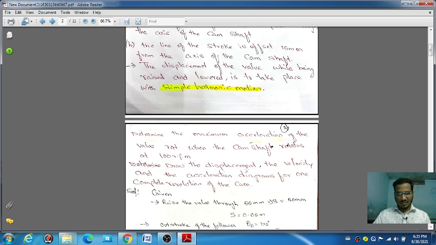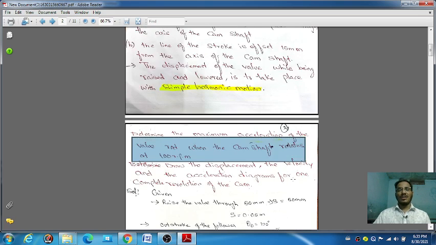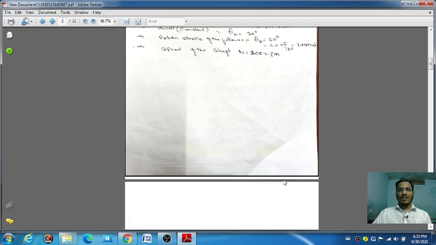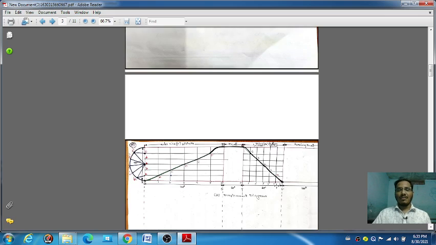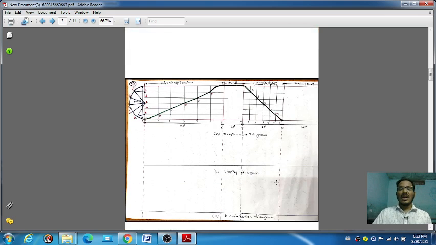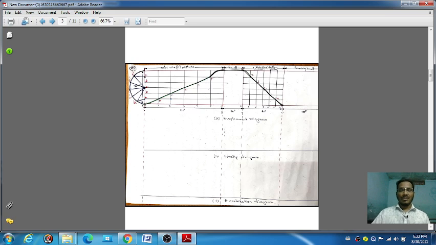Here the question is given the camshaft speed of the RPM. So we can denote n is equal to 100 RPM. Now we have to draw the displacement diagram. This is your construction of the displacement diagram.